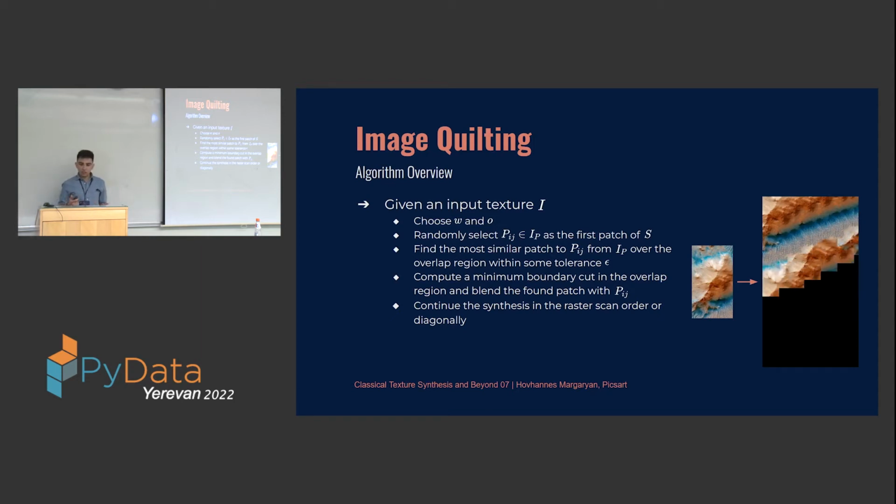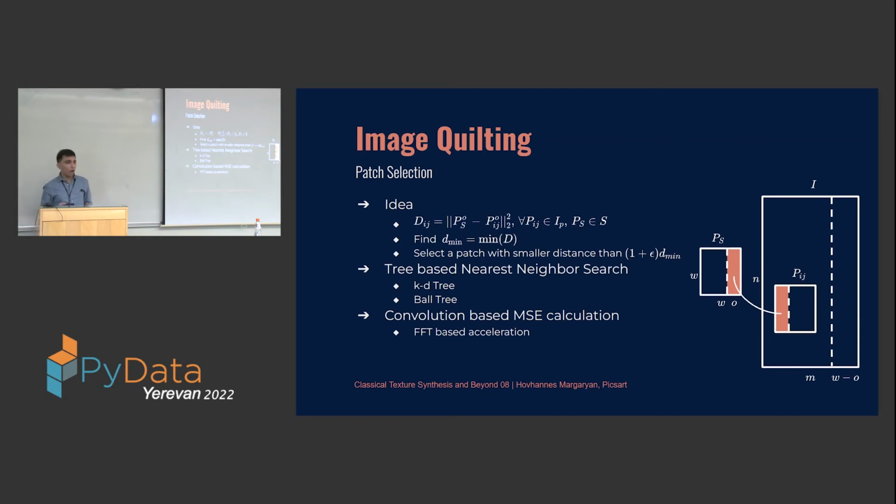Epsilon is essential to introduce some randomness in the output texture, but more information will be provided later regarding the epsilon parameter. Finally, we compute a minimum cost path in the overlap region and use it during the blending. We continue this synthesis procedure in the raster scan order or diagonally as it is visually represented on the slides. Now I'd like to go through each portion of the algorithm. So let's start with patch selection.